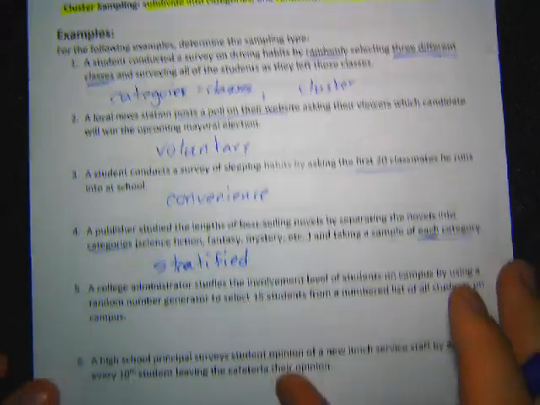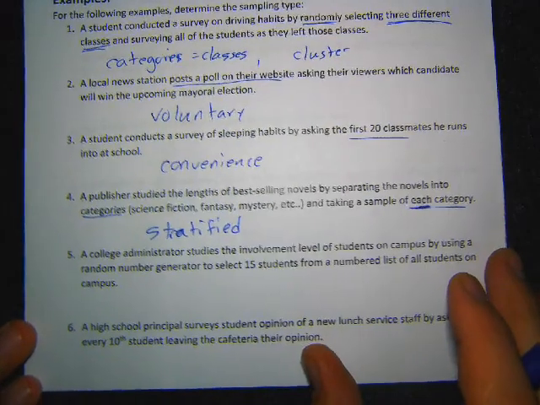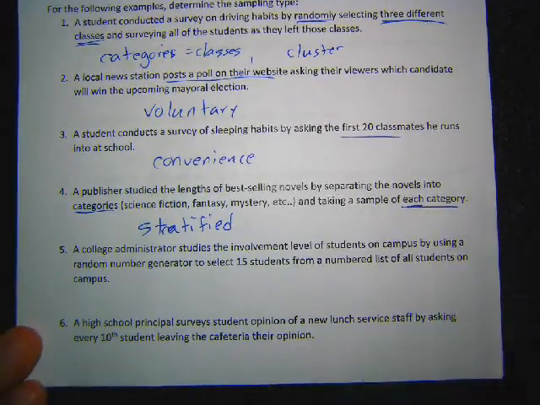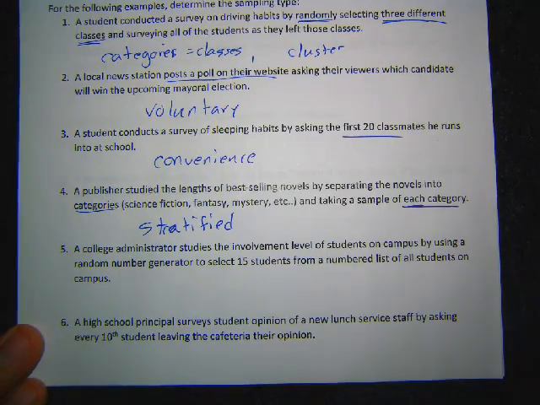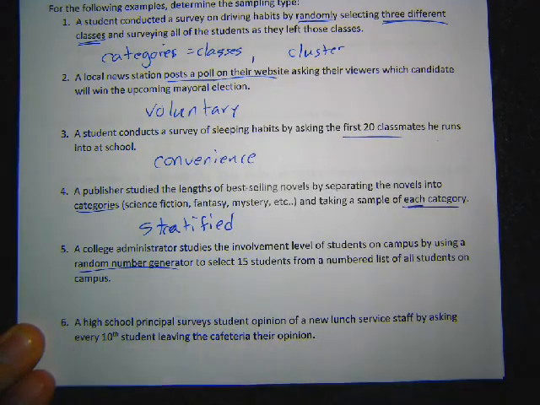Sample just a little bit of each. Okay. 5. A college administrator studies the involvement level of students on campus by using a random number generator to select 15 students from a numbered list of all students. So he's using a nice random number generator, good randomness from a random number generator.